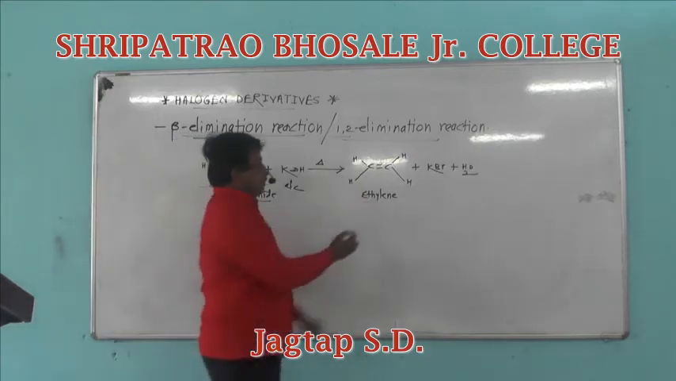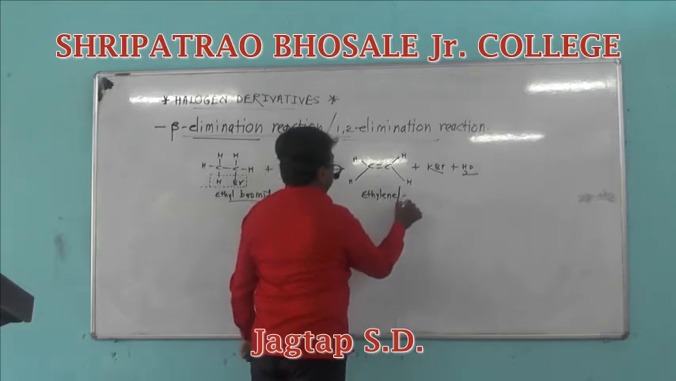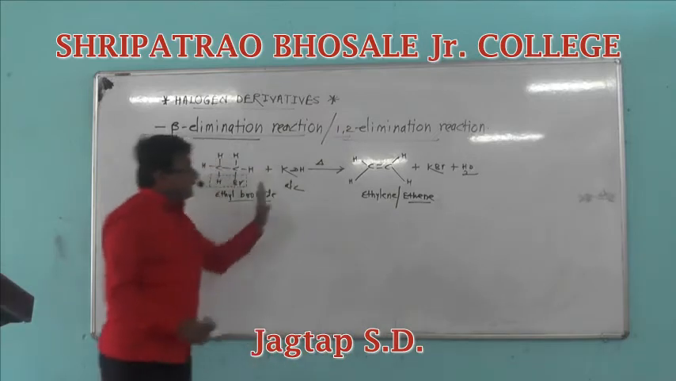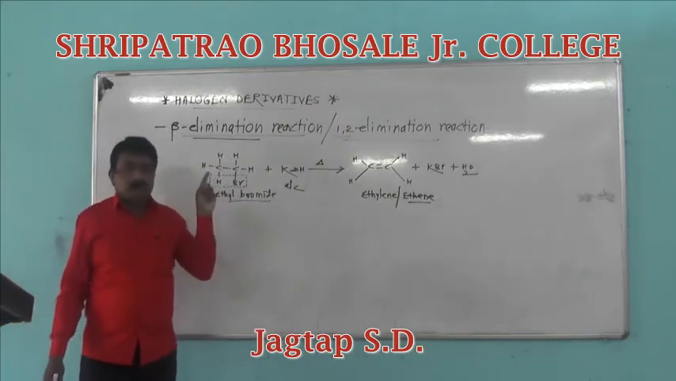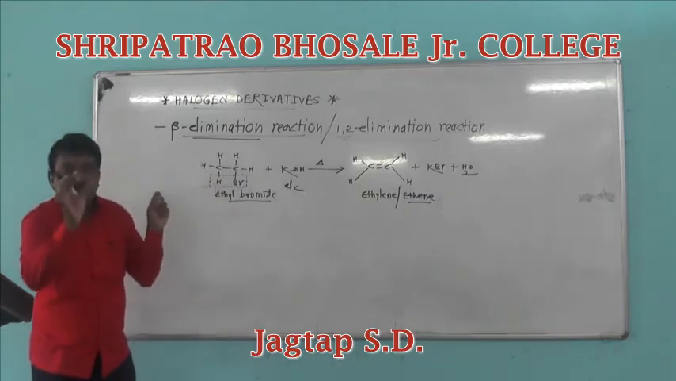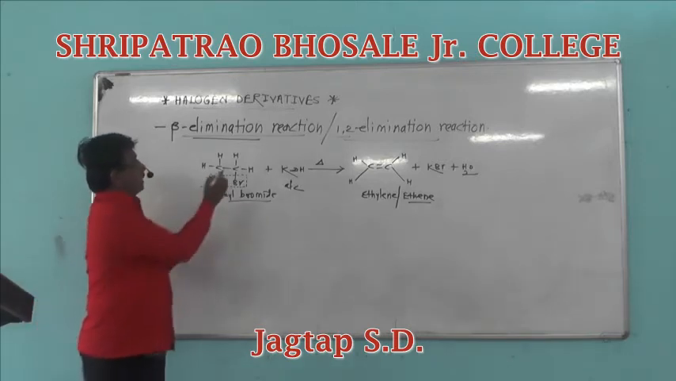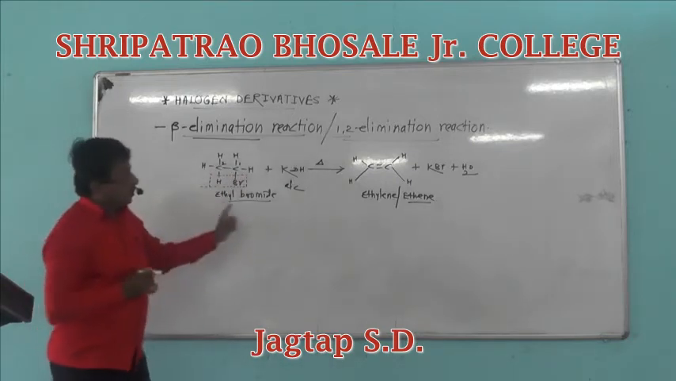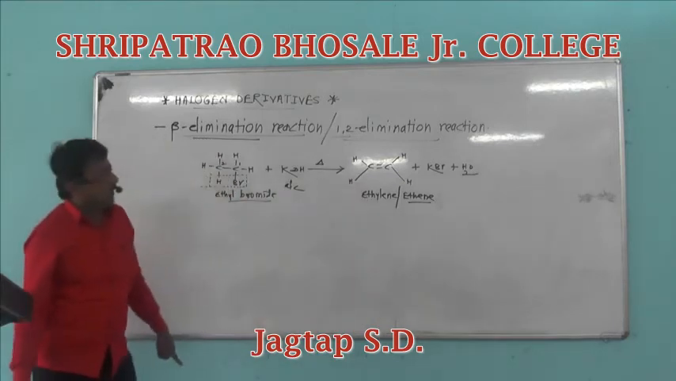So according to the common system, it is named as ethylene. According to IUPAC, it is named as ethene. In this reaction, removal of hydrogen halide, removal of halogen acid, takes place from adjacent carbon atoms to form the corresponding ethene along with potassium bromide and H2O.